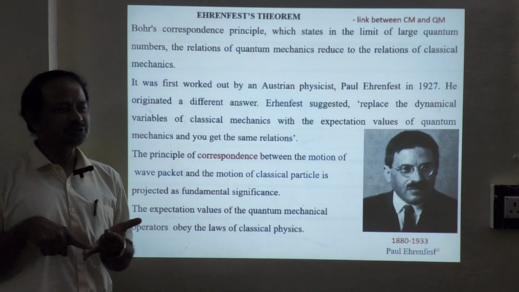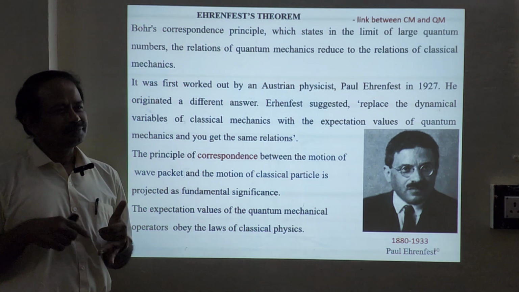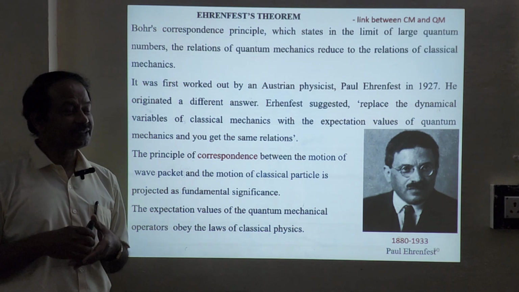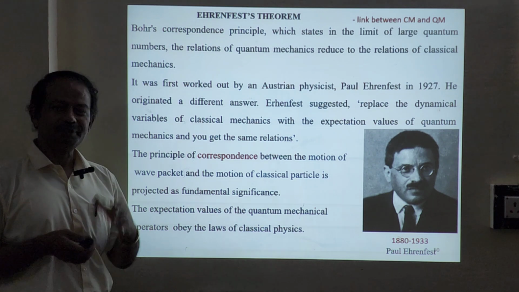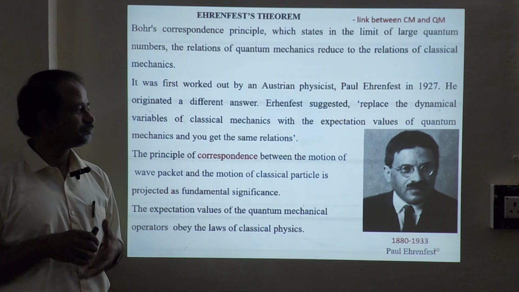Uhlenbeck and Goldsmith, they discovered the concept of spin, the fourth quantum number. They were very, very famous. They became very, very famous.